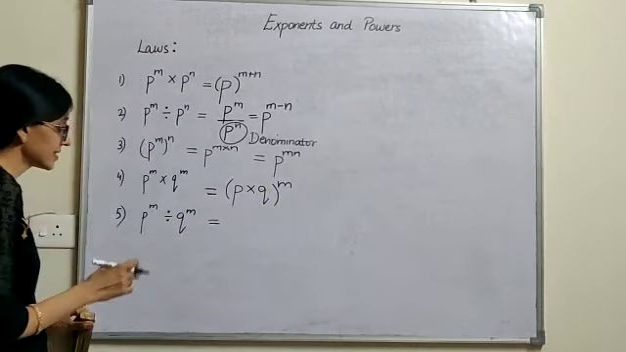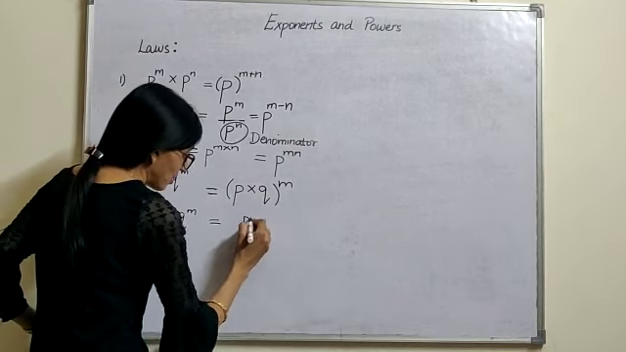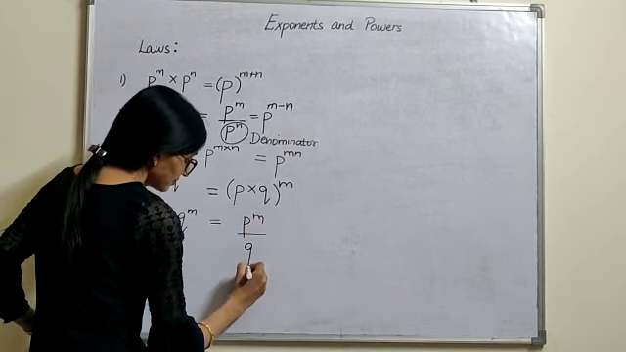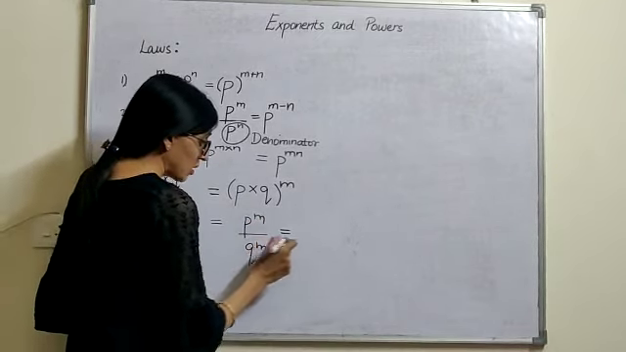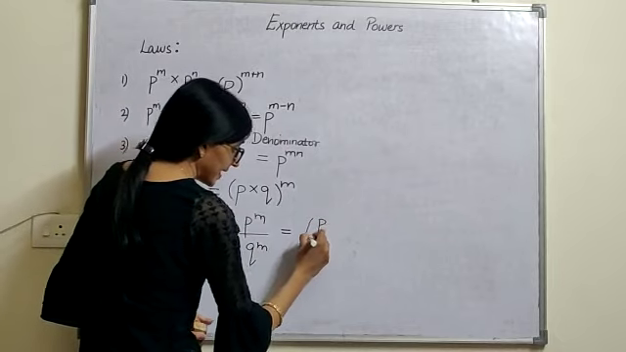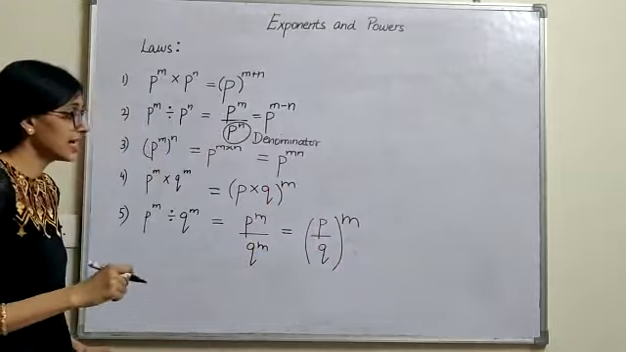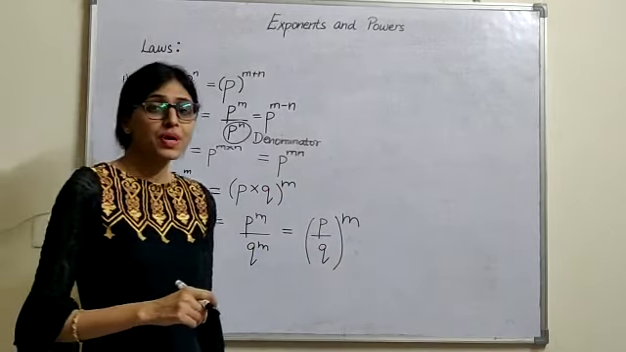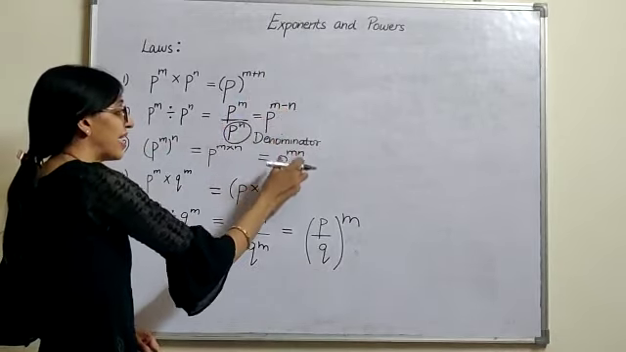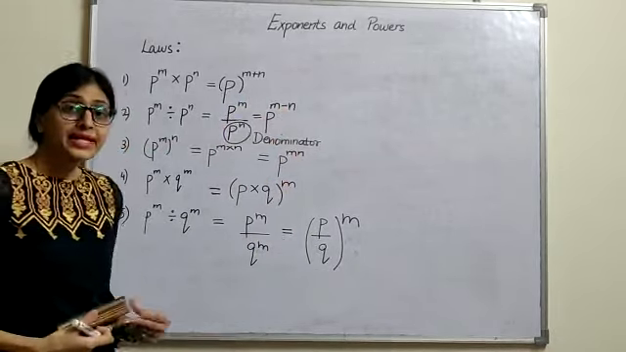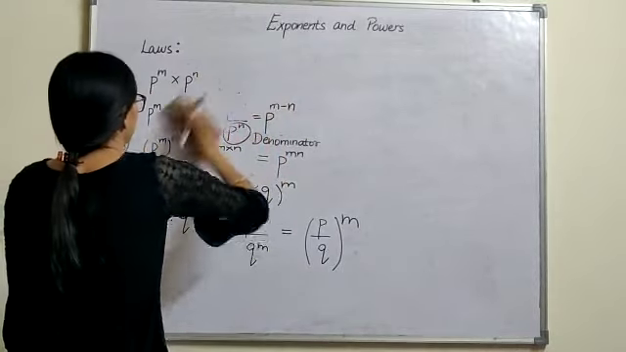Last law states p raised to power m divided by q raised to power m. So we can write it down as both the powers are same. So we can take a single power. We can take as p by q whole raised to m. Okay, so these are the 5 laws, and based on these we will do the questions one by one.